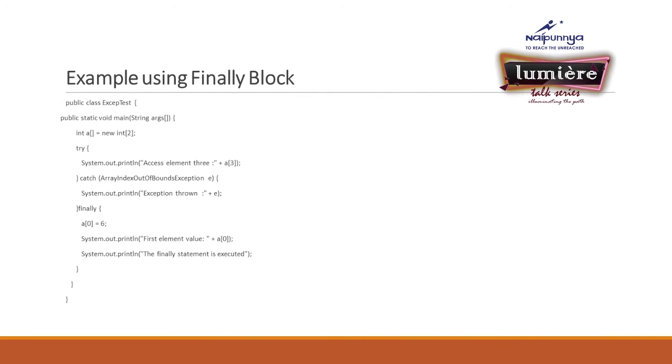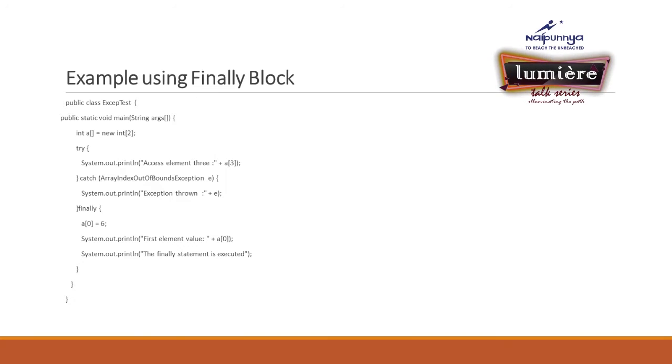So here there is an example with the finally block. You have the class ExceptionTest, then you have the main function, then an array is created, int a[] equals new int[2]. Then inside the try block, where the exception-prone statement is added, I am going to add the statement which may generate an exception in future.